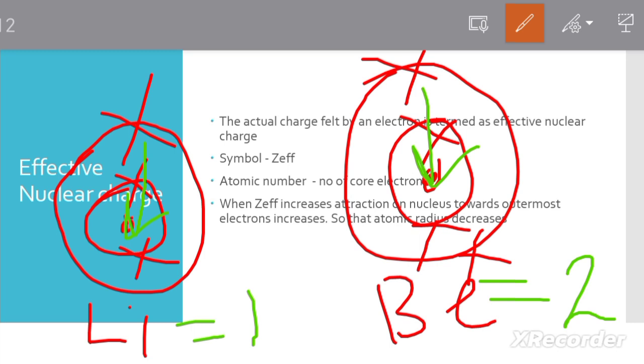So lithium's atomic radius is higher than beryllium.